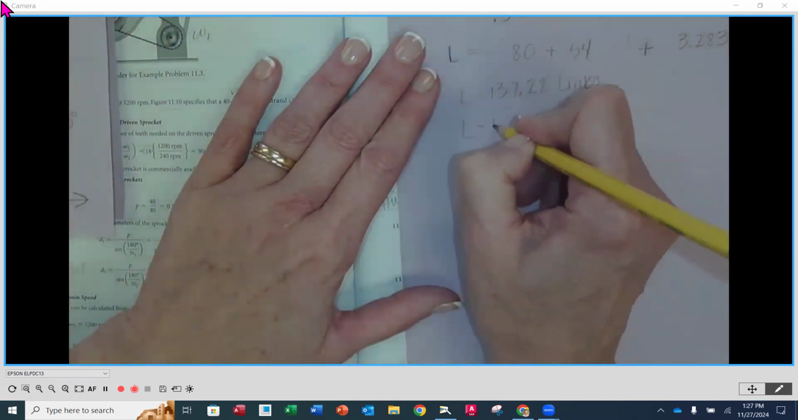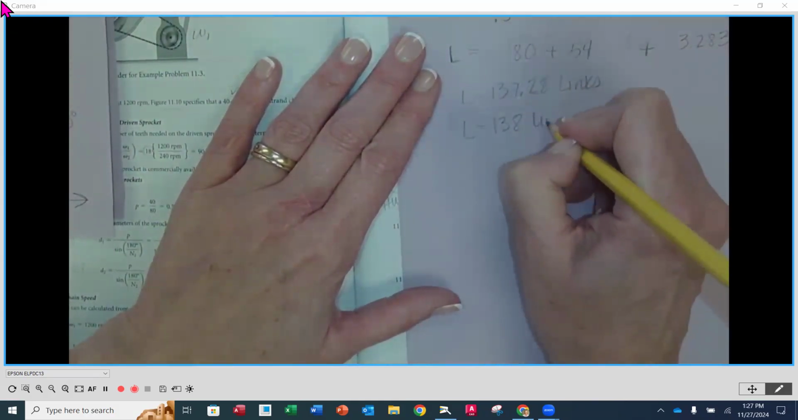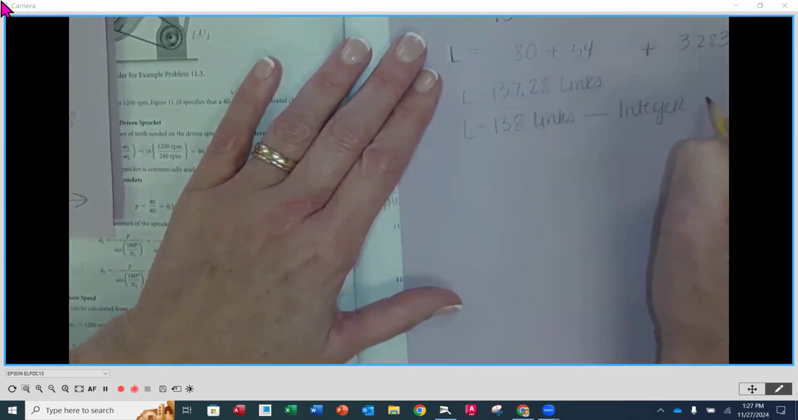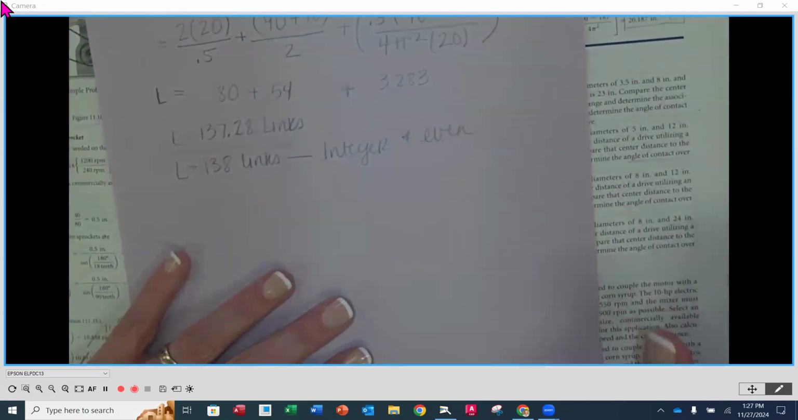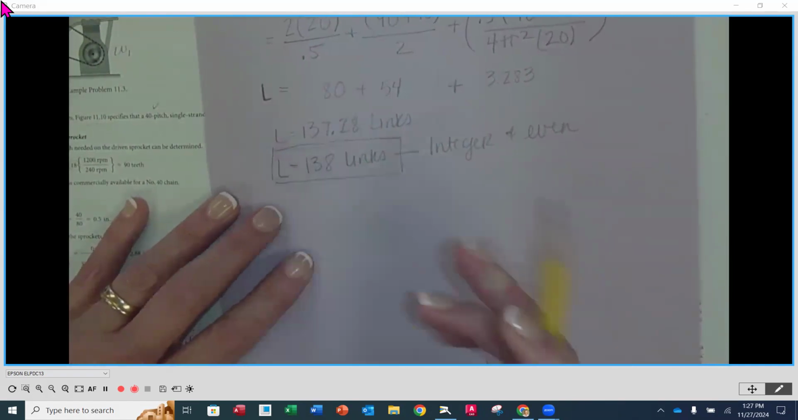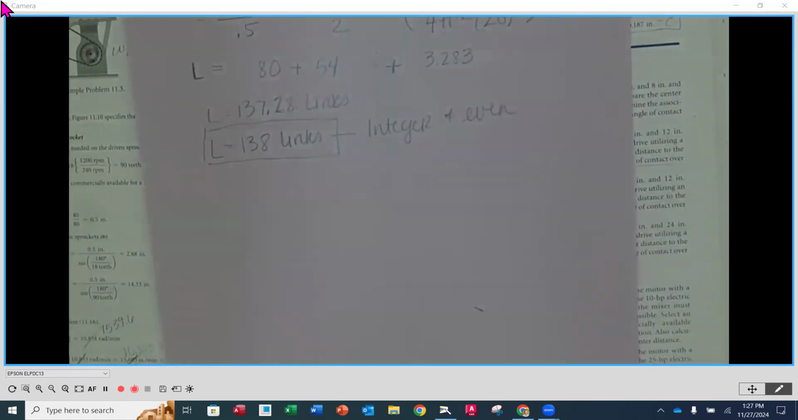So our L is going to be equal to 138 links. So again, integer number and even, a little bit over. So we're going to put a box around that. Okay. So we would count off of our roll of bulk chain, 138 links.